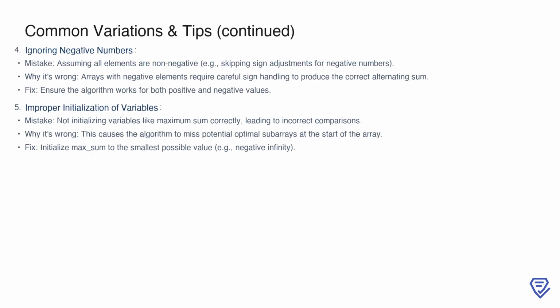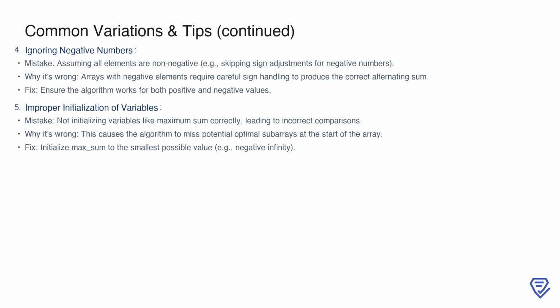Another common mistake to watch for is ignoring negative numbers in the array. It's easy to assume all values are non-negative, but this can lead to incorrect sign adjustments in cases where negative elements are included. To handle this, ensure your algorithm accounts for both positive and negative values, maintaining the proper alternating sum logic. Additionally, improper initialization of key variables like the maximum sum can result in missed optimal subarrays, especially at the start of the array.